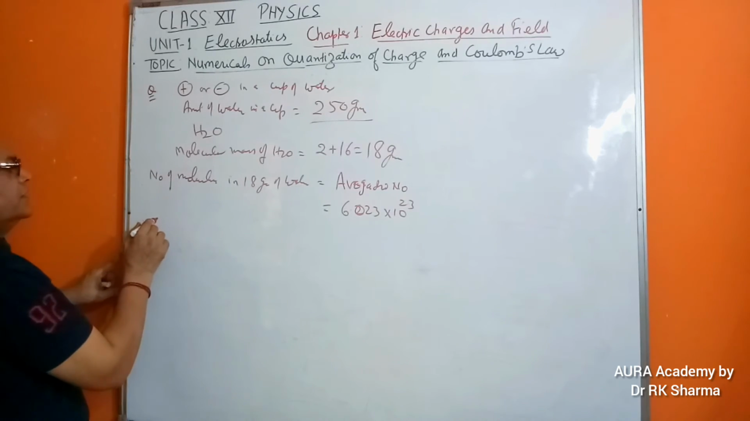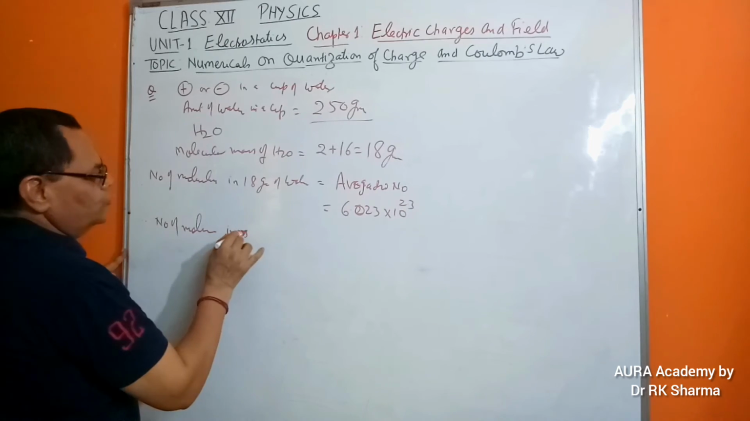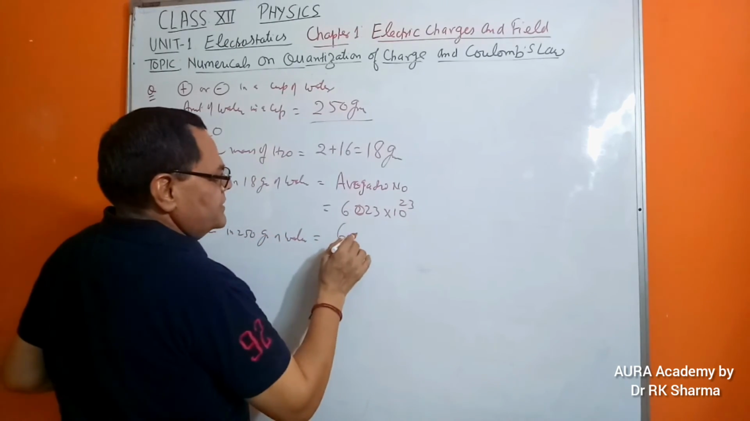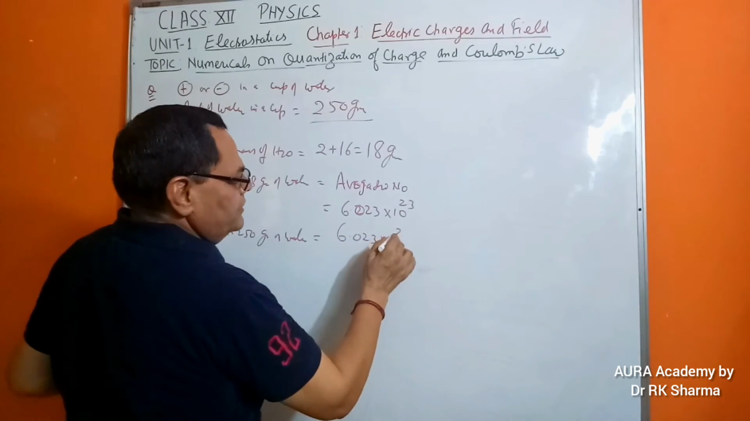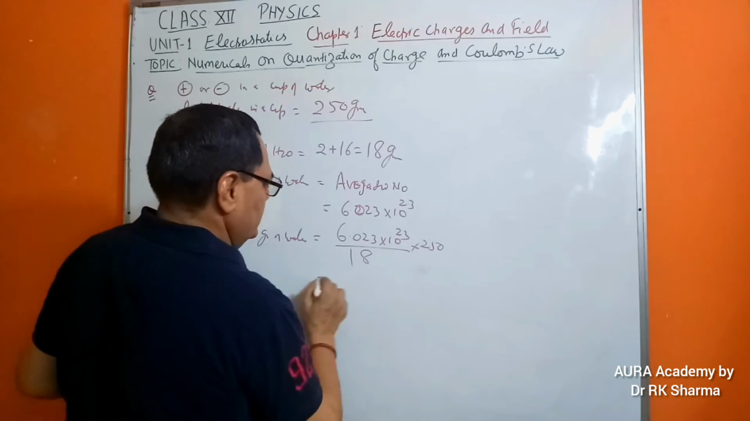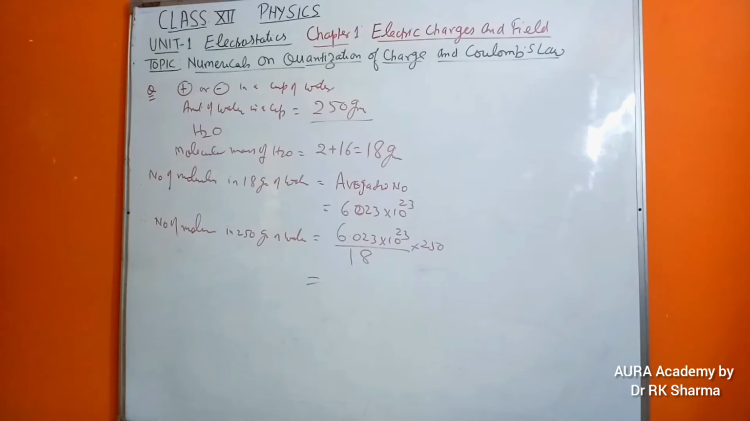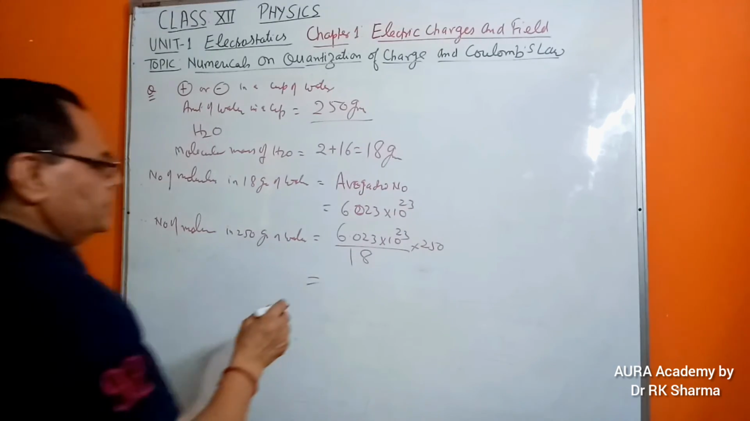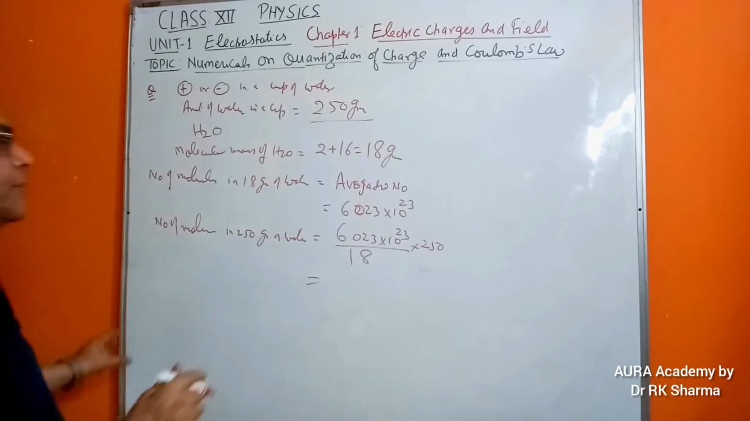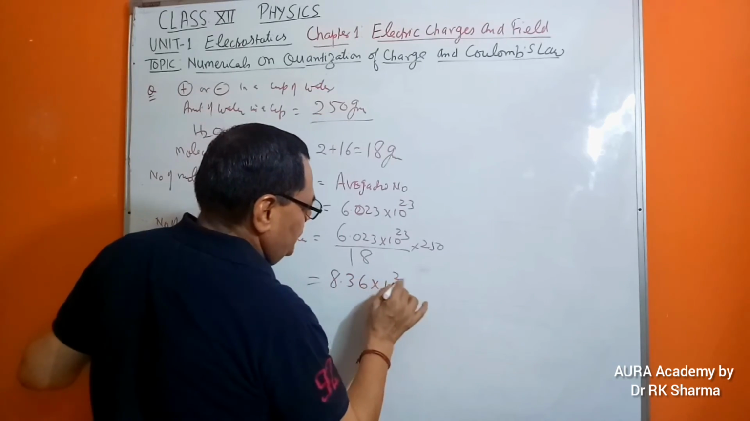So by the unitary method you can find the number of molecules in 250 grams of water, which will be equal to 6.023 into 10²³ divided by 18 into 250. So simplify this. How much will you get? You will get nearly 8.36 into 10²⁴.